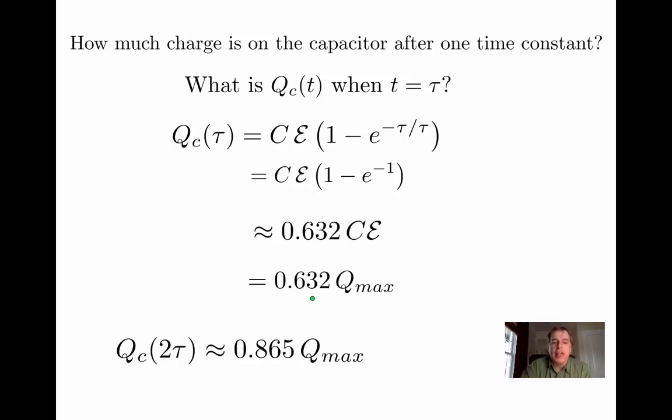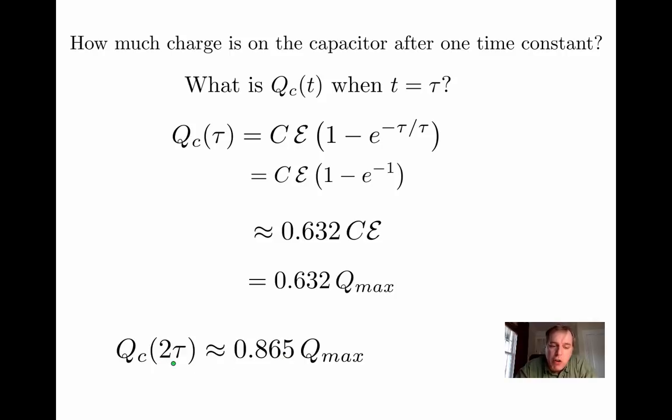For example, you can ask, okay, if I wait 2 time constants, then you'll get closer to Qmax. But how close are you going to get? Well, you just set t equal to 2 tau in your equation. So if you go back in the equation here, at 2 tau, you'll have CE times 1 minus e to the minus 2 tau over tau, you'll have a 2 here. So here you get CE times 1 minus e to the minus 2 now. If you calculate that, 1 minus e to the minus 2, you get 0.865. So you get about 86.5% of Qmax.